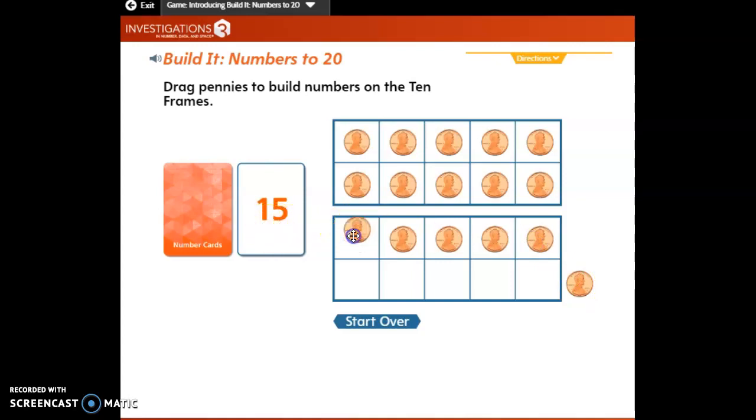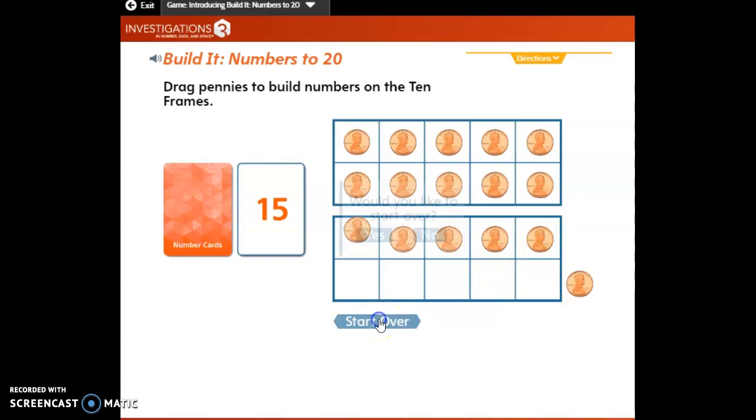The number 15 looks like this. One whole 10 frame is filled up. There is a penny in each square. But in my second 10 frame, I don't have all of my squares filled up. I only have pennies in the top row. So 15 is one whole 10 frame and then a top row of a second 10 frame. That's the number 15. That's what it looks like.